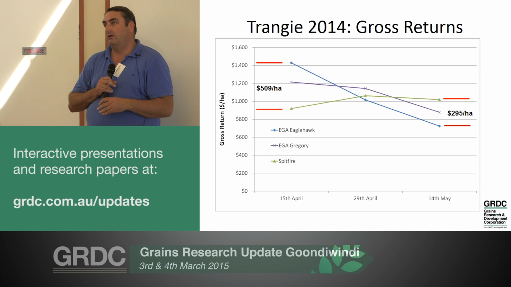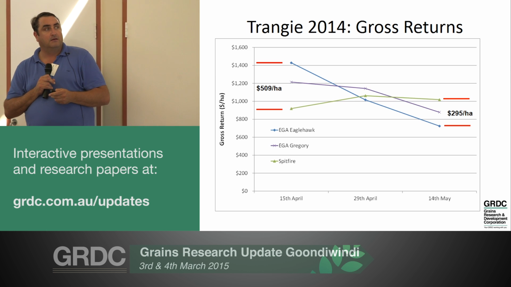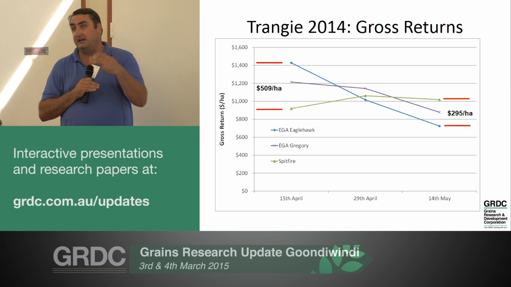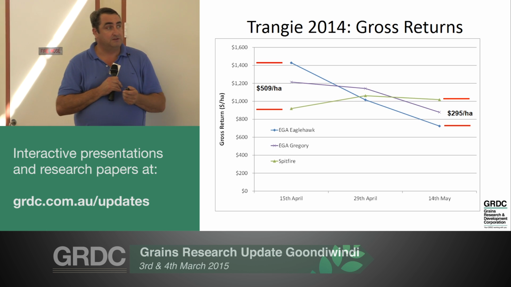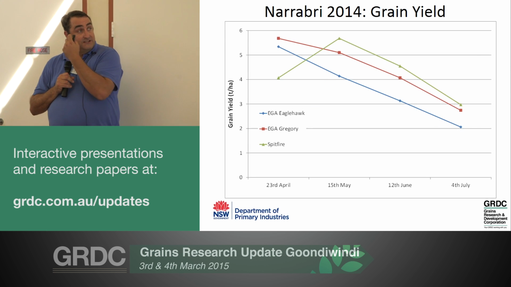So matching your variety to your sowing window, managing the risk of heat and frost, is having a big impact in terms of your financial return and getting that attainable yield. So in any season that can account for a large proportion of that yield gap that we've been hearing about most of the morning. At Narrabri, similar trial.